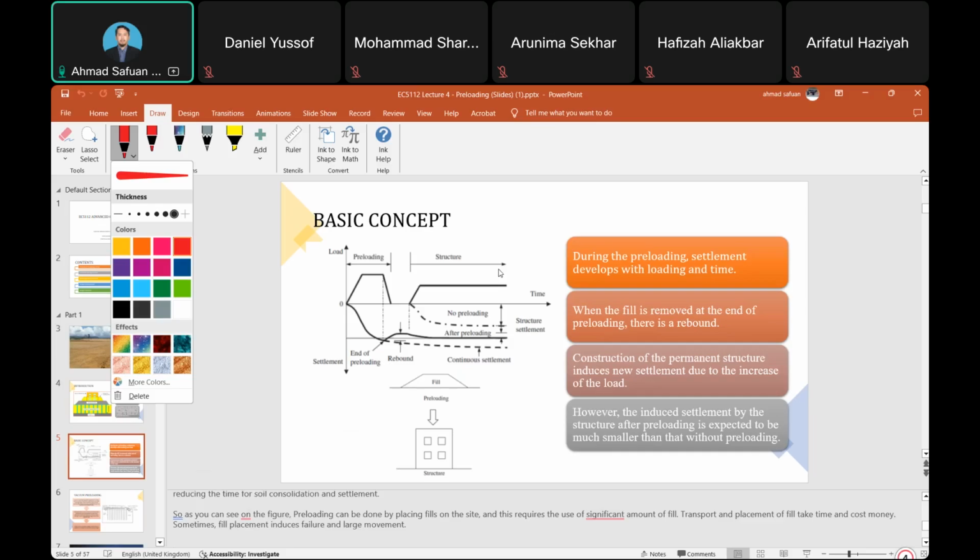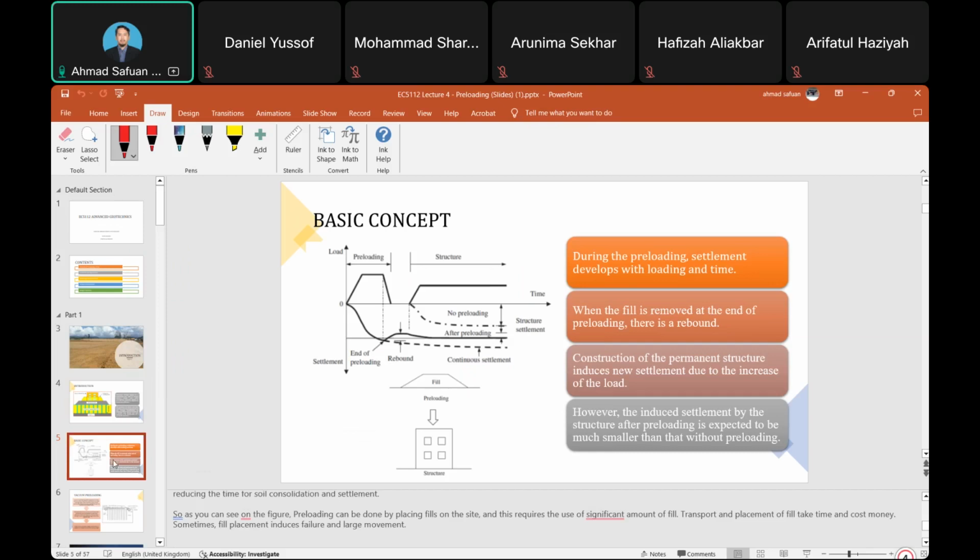It only uses what we call the vacuum method to reduce the atmospheric pressure. From there, they have a negative atmospheric pressure, so it can help to accelerate the process of consolidation with the use of the vacuum preloading method.